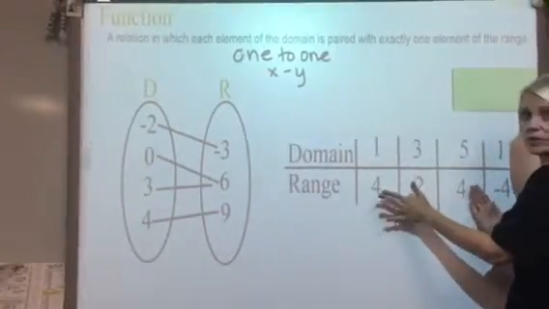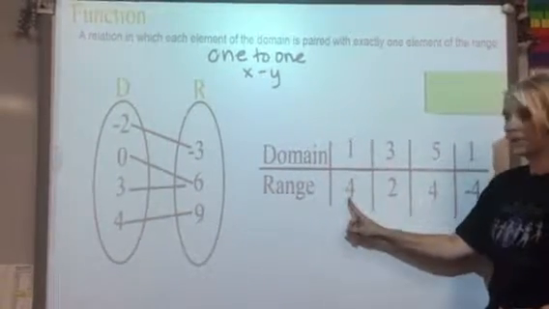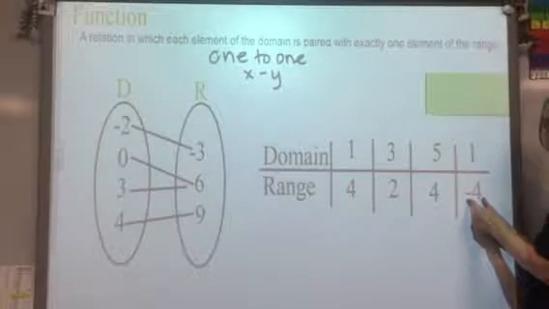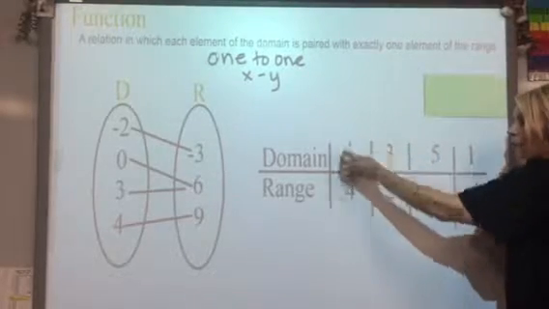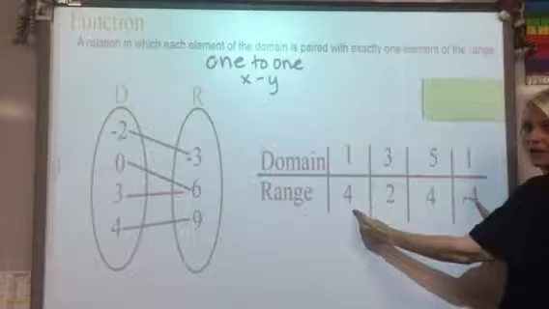This is a no. This is not a function. This domain 1 gets a 4 out, but it also got a negative 4 out. And that is not possible to be a function. You have to have one output for every one input, and this is one input with two different outputs.